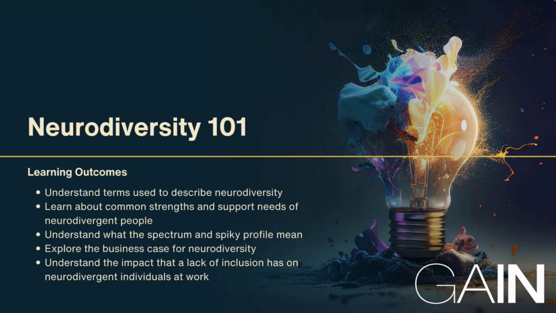So welcome to Neurodiversity 101. In this session, we are going to understand the terms used to describe neurodiversity. We will learn about common strengths and support needs of neurodivergent people. We'll seek to understand what the spectrum and spiky profile mean. We will explore the business case for neurodiversity, and we'll seek to understand the impact the lack of inclusion has on neurodivergent individuals at work.